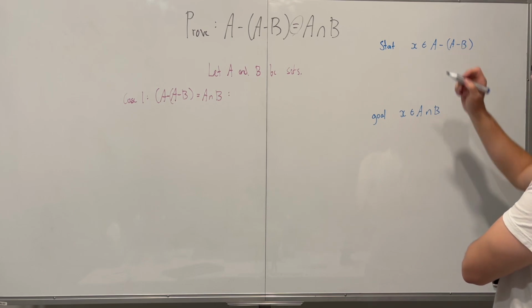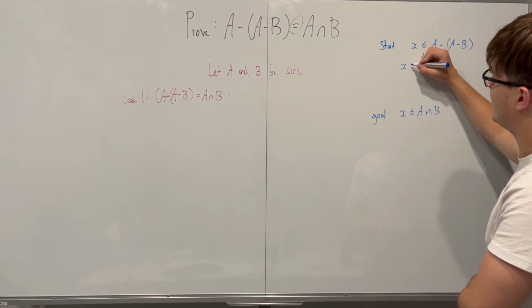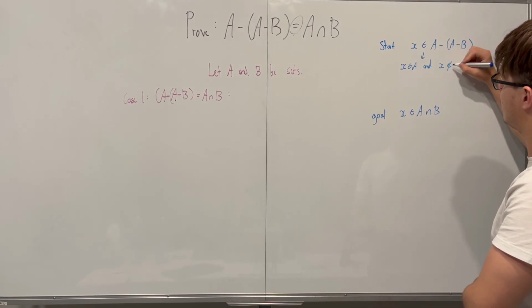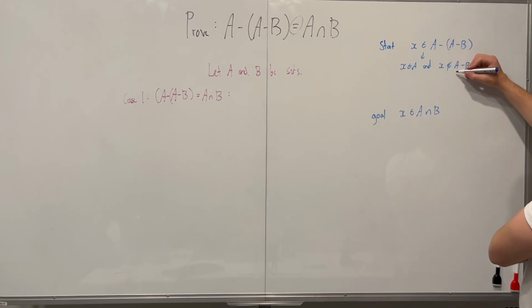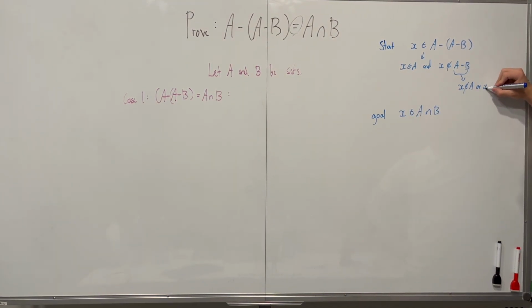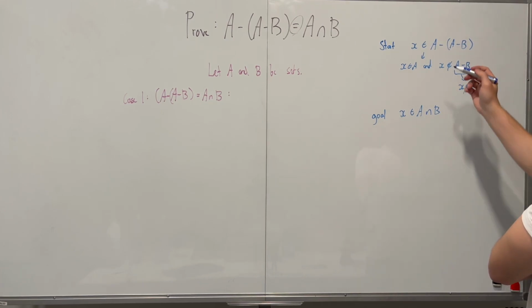Okay, so when we're saying X has to be an element of this set, we're saying X is in A and X is not going to be in A minus B. Now, for X to not be in A minus B, it must be that X is not in A or X is going to be in B. So just one of these has to be true for this to be true.